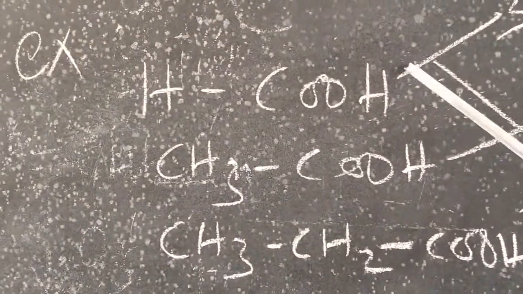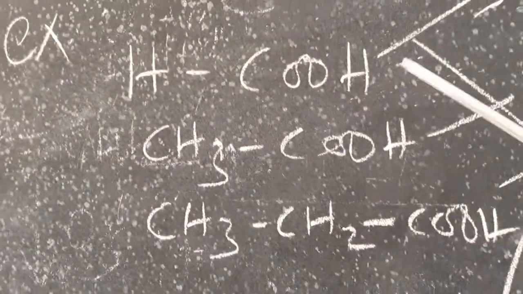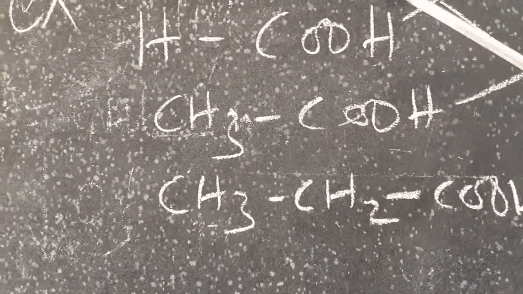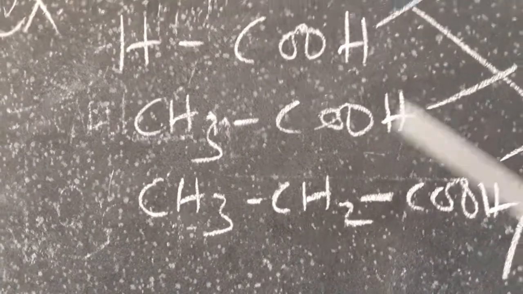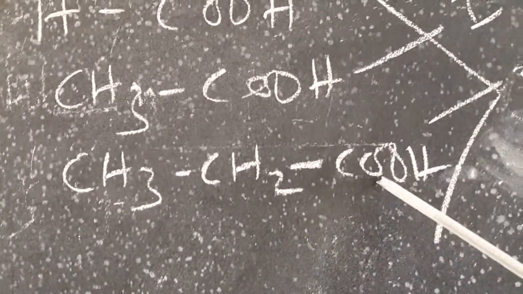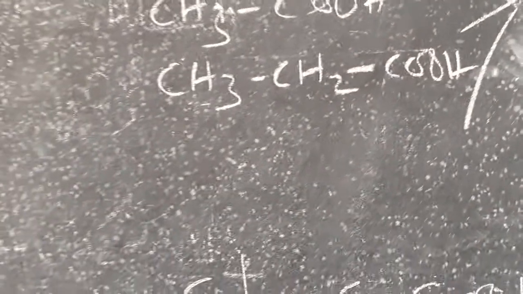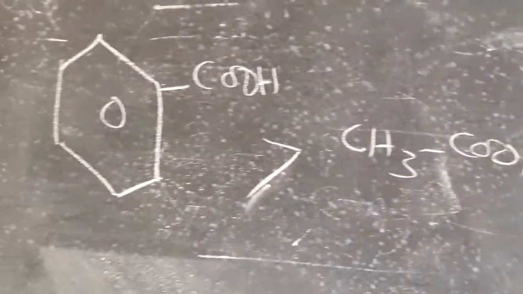So if you take these three, formic acid, acetic acid, propionic acid, formic acid is more acidic compared to acetic acid. But if acetic acid and propionic acid are taken, acetic acid is more acidic than propionic acid. So that is that. And let us come to another example.